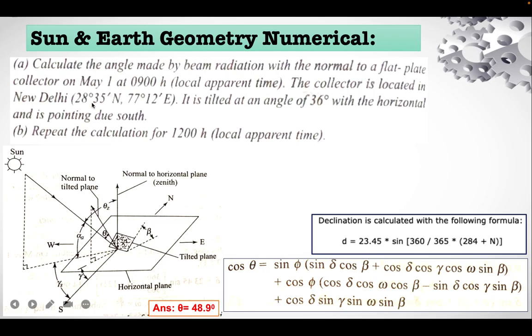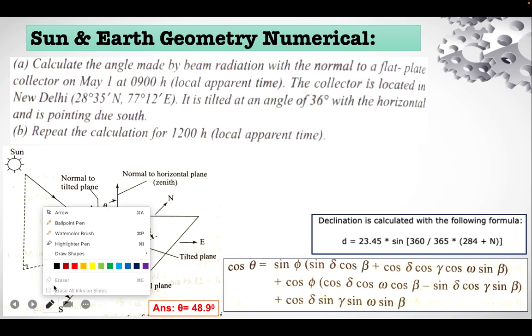The collector is located in New Delhi, which has location 28 degrees 35 minutes north and 77 degrees 12 minutes east. That is the location of New Delhi, or that particular point. It is tilted at an angle of 36 degrees with the horizontal and is pointing due south. So we have to calculate the value of the incident angle using this information. Also, they ask to repeat the calculation for 1200 hours of local apparent time.